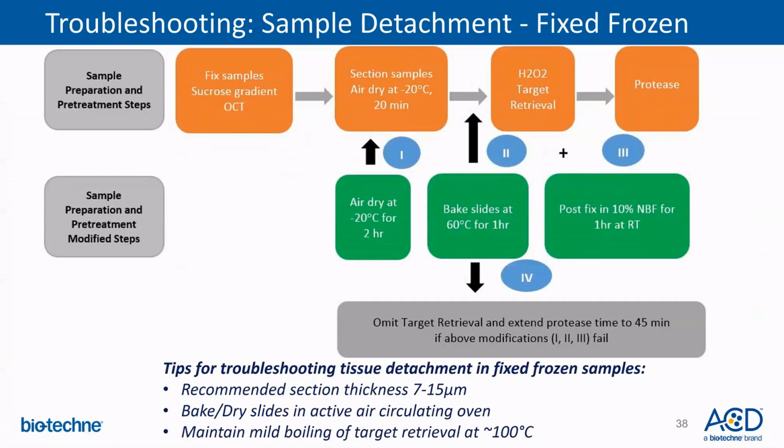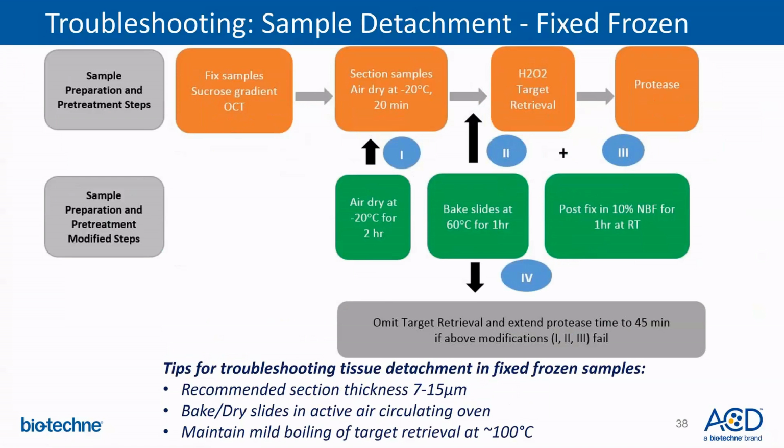For fixed frozen samples, we recommend that you air dry the samples at -20 degrees Celsius for 2 hours instead of 20 minutes in case you're seeing sample detachment. Additionally, you can bake the slides at 60 degrees Celsius for 1 hour after you air dry them. You can also try a post-fix in 10% NBF for 1 hour at room temperature after the target retrieval step. If none of these 3 modifications work, you can omit the target retrieval and extend the protease time to 45 minutes.